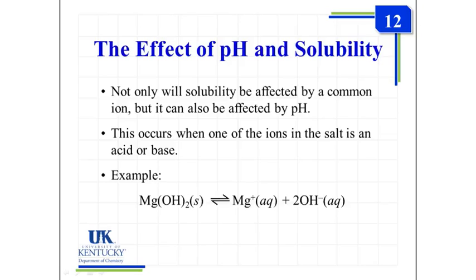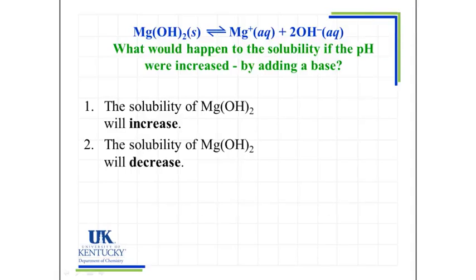Magnesium hydroxide is fairly insoluble, but it itself is a base, and we see we have that OH minus. So the anion of this salt is a base. So if we look at that equilibrium, and we just consider Le Chatelier's principle, if we had the system at equilibrium and we went in and we added a base to that system, would we say, thinking about which way the equilibrium would shift, that the solubility of the magnesium hydroxide would increase or the solubility would decrease?